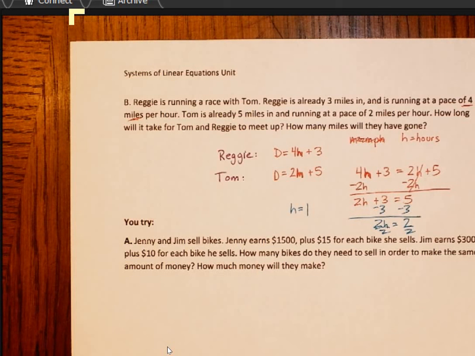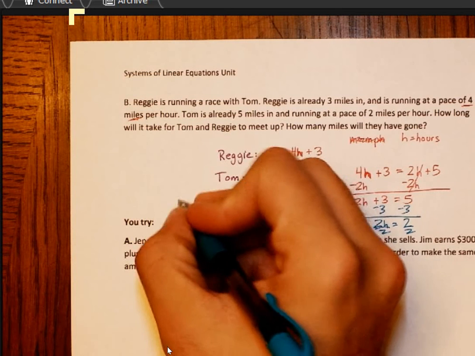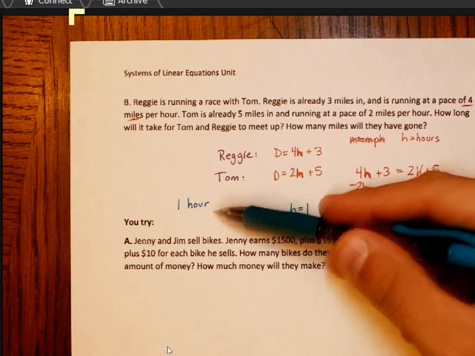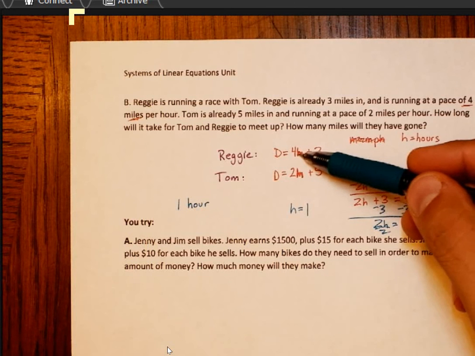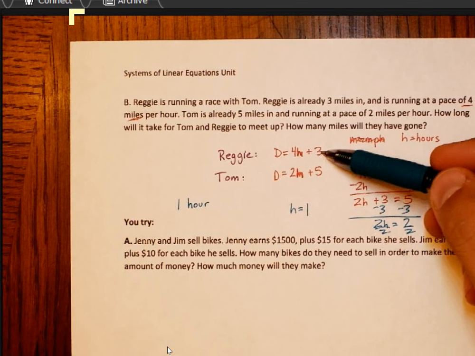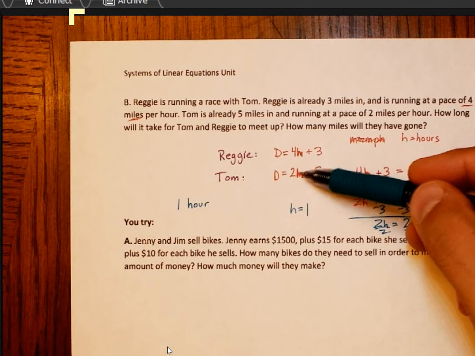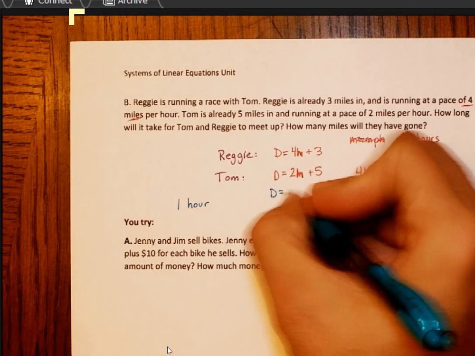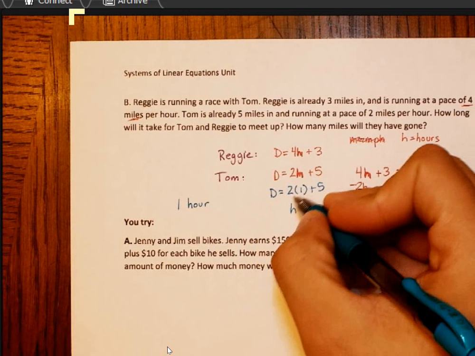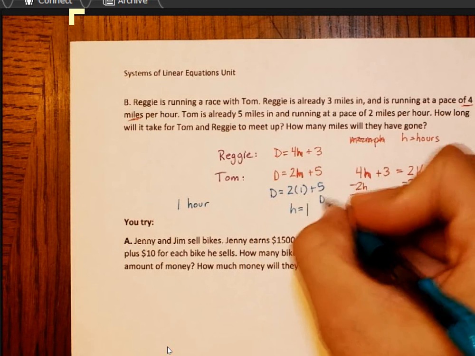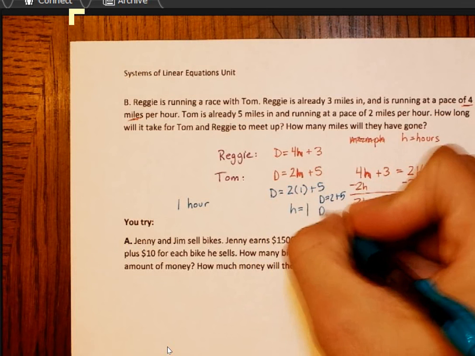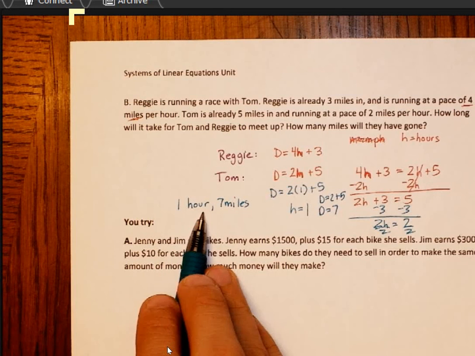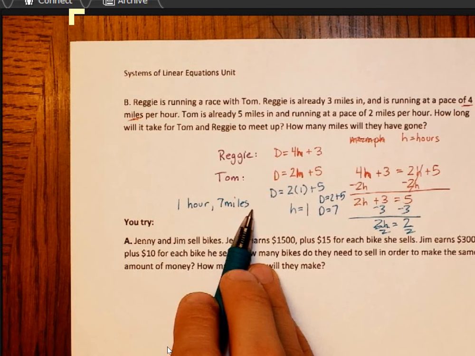So that means that in 1 hour, they will have gone the same distance. And we can substitute that in and find out that that's true. So 4 times 1 is 4, plus 3 is 7. 2 times 1 is 2, 2 plus 5 is 7. So when I plug in 1 here, d equals 2 times 1 plus 5. So d equals 2 plus 5. So the distance is a total of 7 miles. So in 1 hour, they will have gone 7 miles.